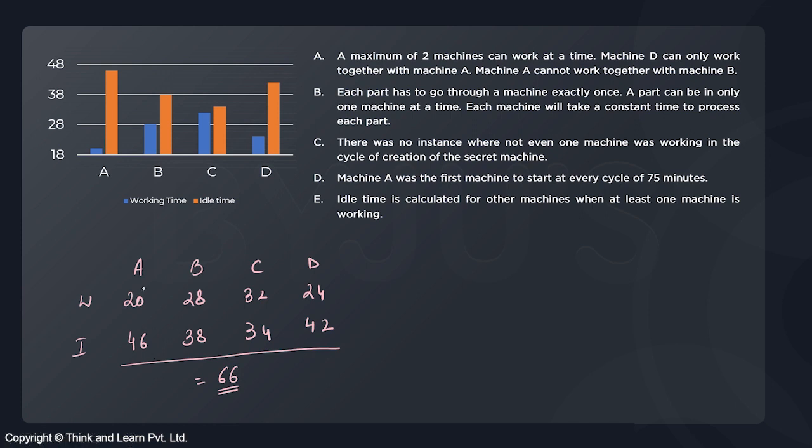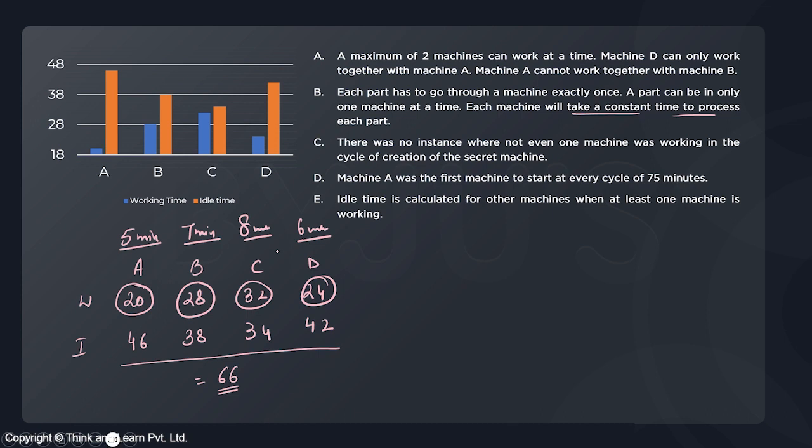Also, A worked for 20 minutes for four parts, and each part takes a constant time to process, right? That means we can say that if 20 minutes are taken for four parts, each part takes 5 minutes of machine A. Exactly in a similar way, each part takes 7 minutes of machine B, 8 minutes of machine C, and 6 minutes of machine D. I've just divided them by 4. If 4 parts are taking 20 minutes, that means each part is taking 5 minutes.